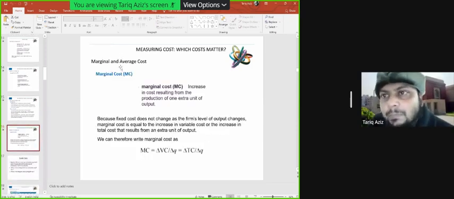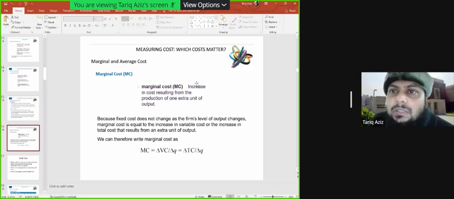Marginal cost, the concept of marginal cost is that increase in the total cost resulting from the production of an additional unit. So say for example, if we are currently producing 100 units of any product, and we decide to produce one more unit, just one more unit, what is the extra cost associated with the production of that extra product? The change in the total cost resulting from one additional unit of output, that is called marginal cost.